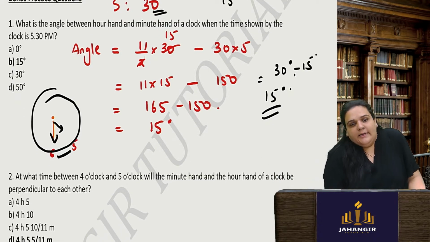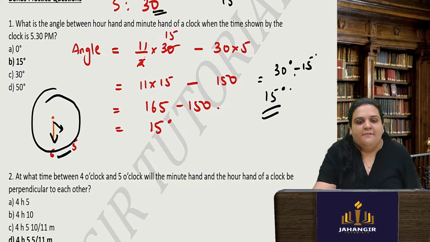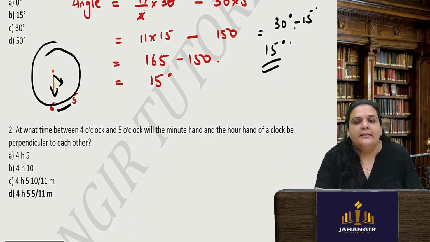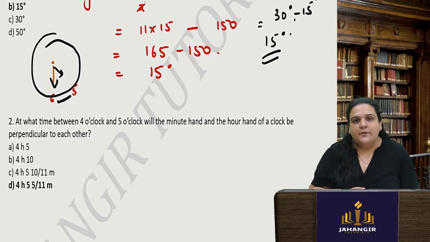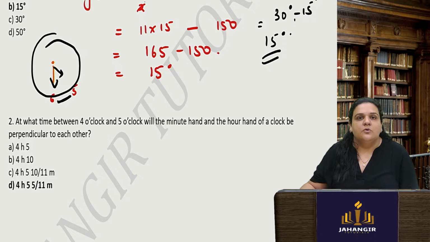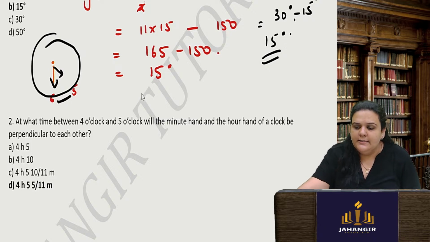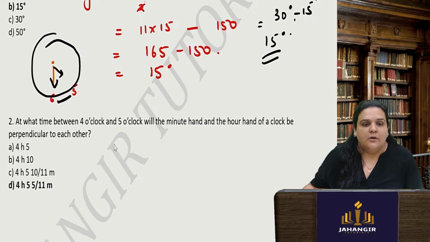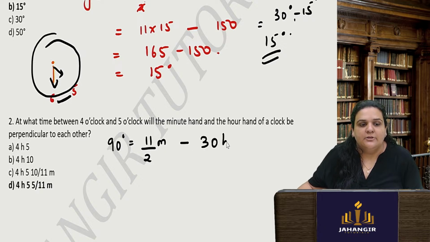Now at what time between 4 o'clock and 5 o'clock will the minute hand and the hour hand of the clock be perpendicular to each other? Okay, now for perpendicular I know that it is going to be 90 degrees. So now they are saying basically at 90 degrees, 11 by 2 m minus 30 h. Right? Now 30 h means I am taking 4, between 4 and 5, no?